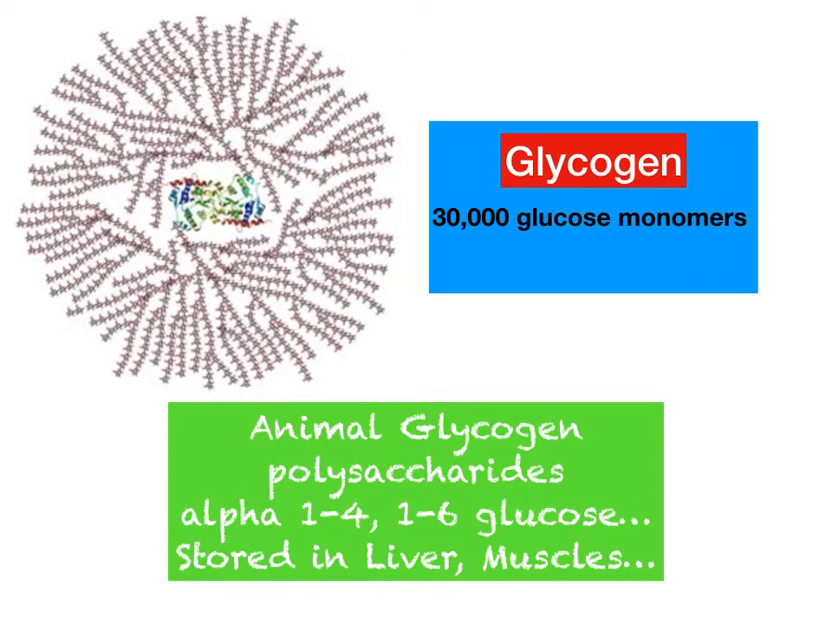Polysaccharides in animals are called glycogen. Glycogen is about 30,000 glucose monomers, and again, it is highly branched. So it's alpha 1-4 and alpha 1-6 glucose, after each 10 monosaccharide units. This glycogen stores energy in the liver and muscles.